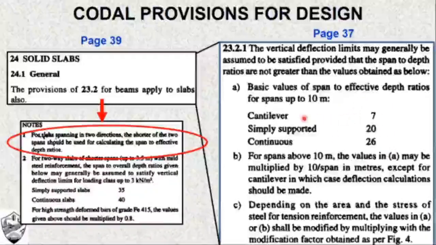So the same can be applied in case of slabs also. For simply supported slabs, cantilever slabs and continuous slabs, the corresponding values of effective span to effective depth ratios may be obtained from the Indian Standard Code. Note number 1 is given as: for slabs spanning in two directions, the shorter of the two spans should be used for calculating the span to effective depth ratios. So in case of one-way slabs, we are concerned only about the shorter span, which is used to calculate the effective span to effective depth ratio.